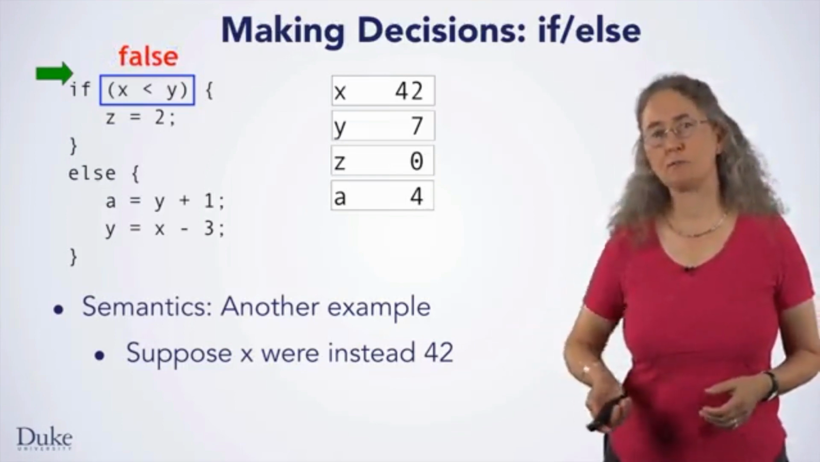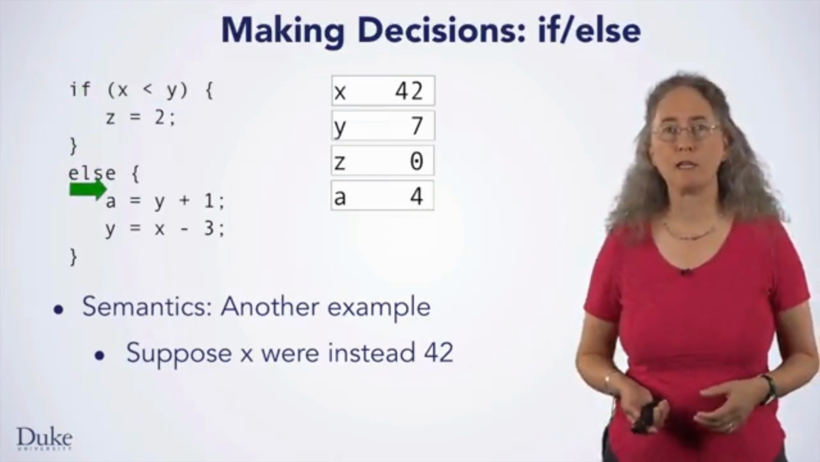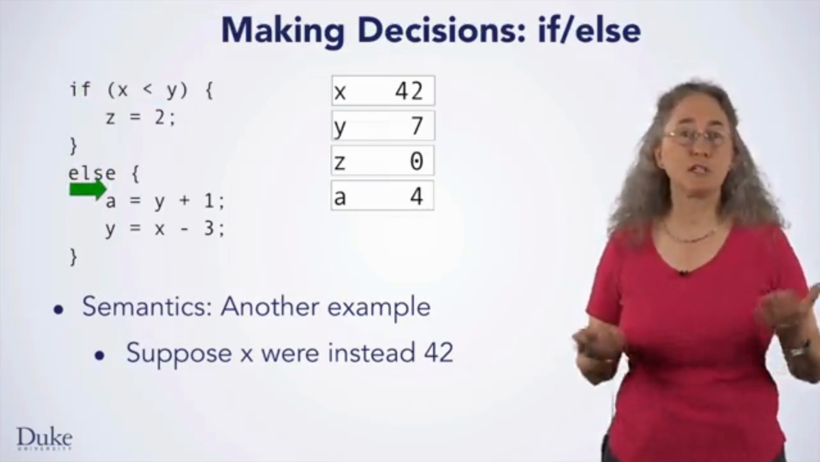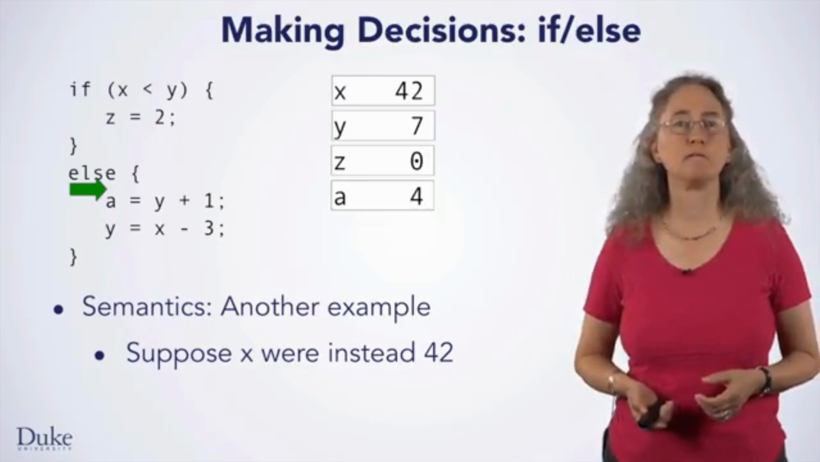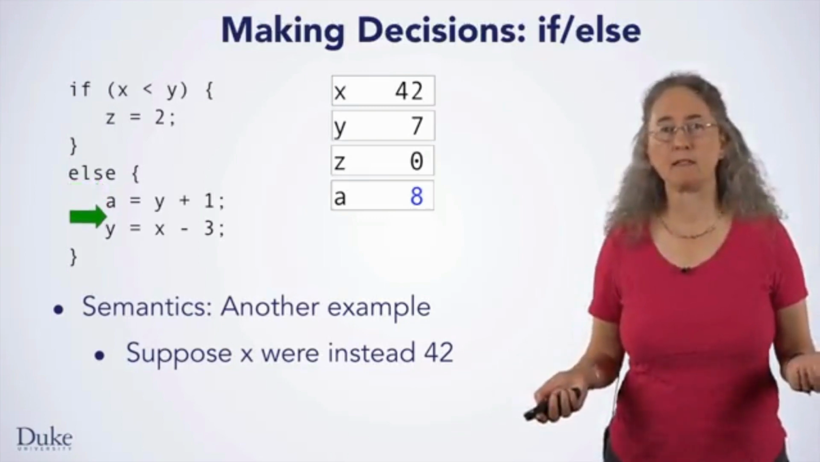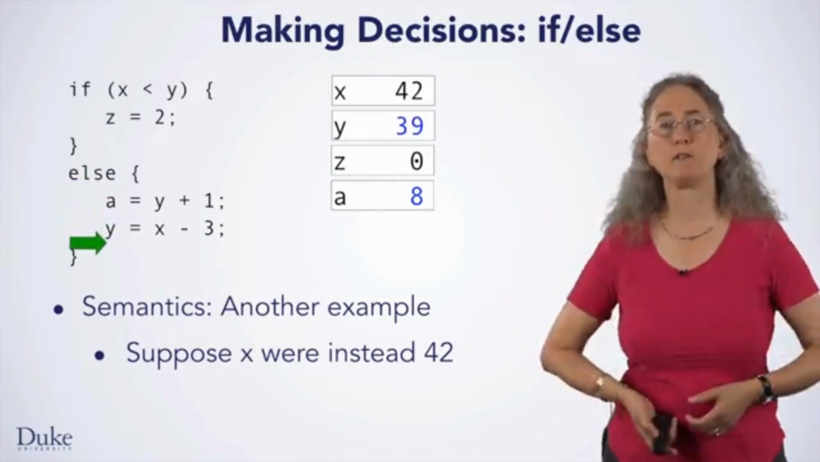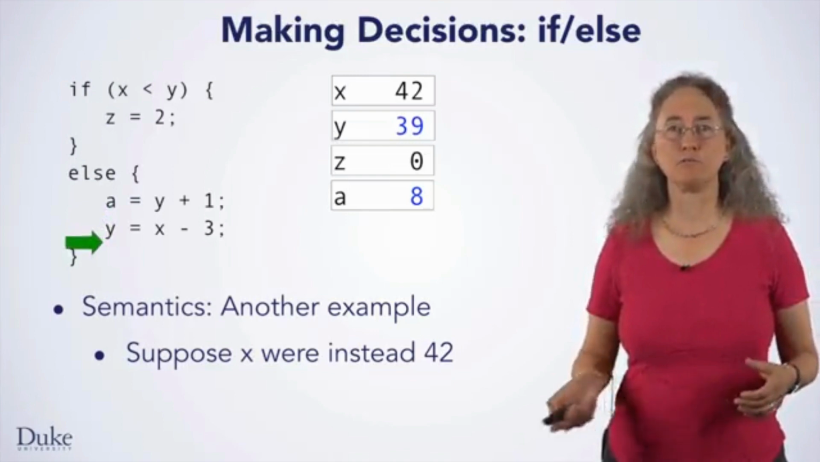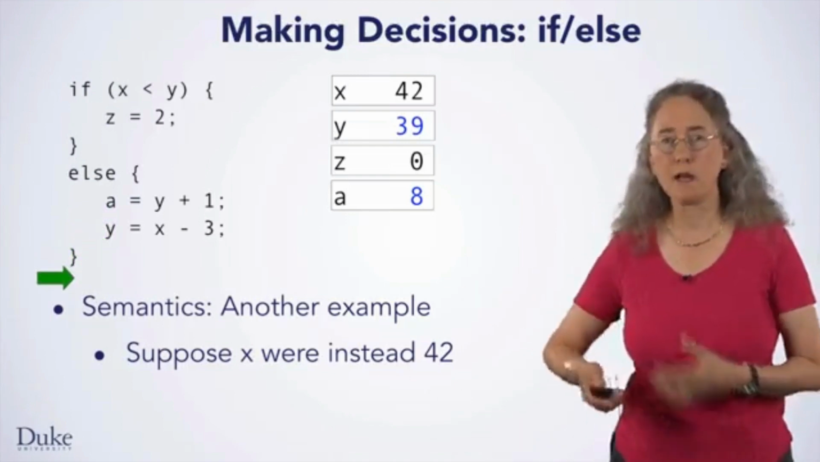Since the conditional expression evaluated to false, we jump into the else clause and begin executing statements there. Again, we execute statements according to their normal rules. First, a equals y plus 1, which updates a to be 8. Then y equals x minus 3, which updates y to be 39. Now we are at the end of the else clause. So you can just go past the closed curly brace of the else clause and begin executing whatever code comes next.